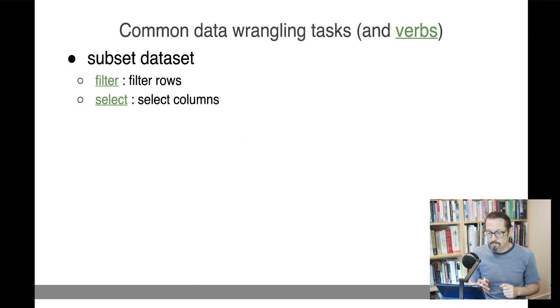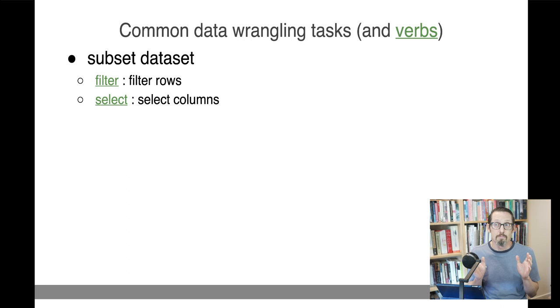So filter is about rows, observations. Select is about columns. They are the same operation. They're both subsets. Okay. So we're going to get a small chunk of the bigger rows by filtering, and we're going to get a small chunk of the bigger columns by selecting.